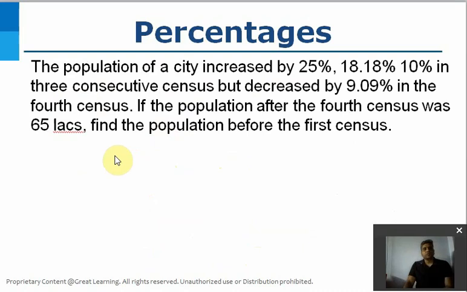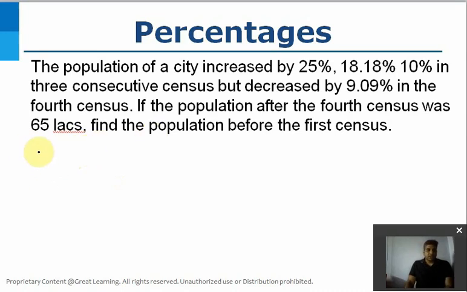Now let's move to questions based on successive percentage changes. The population of a city increases by 20%, 25%, then 18.18%, then 10%, but decreases by 9.09% in the fourth census. The population after the fourth census is 65 lakhs. We have to find out the population before the first census.